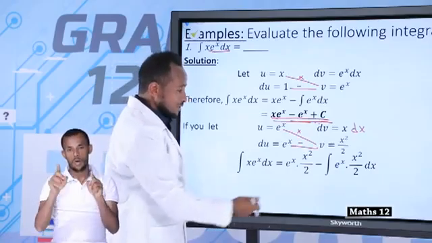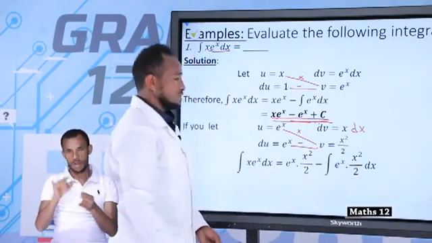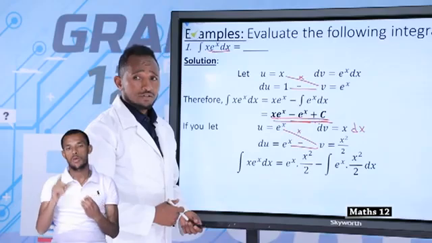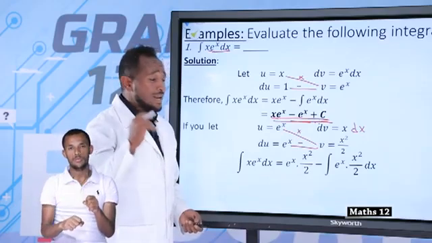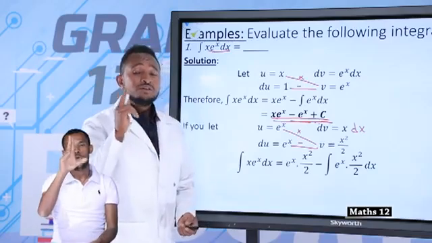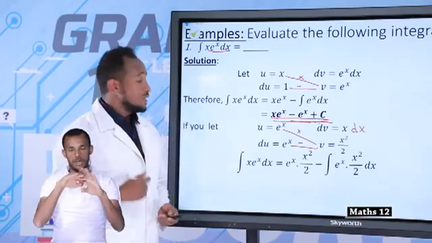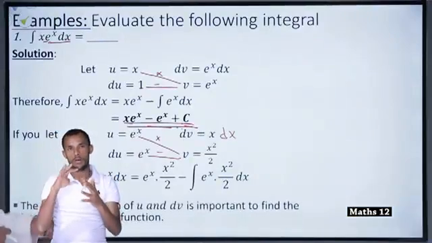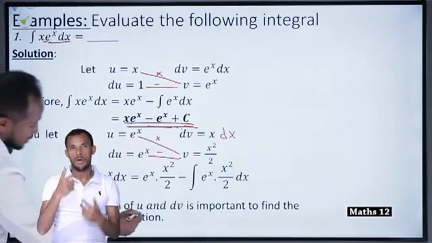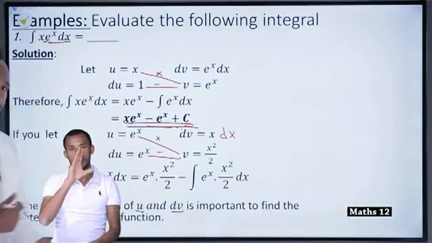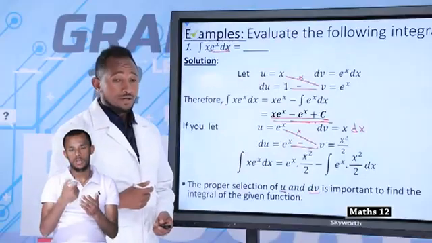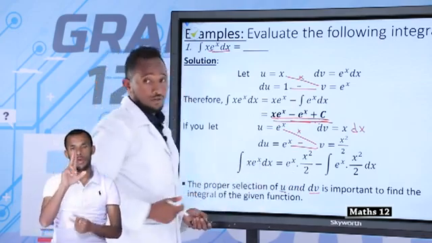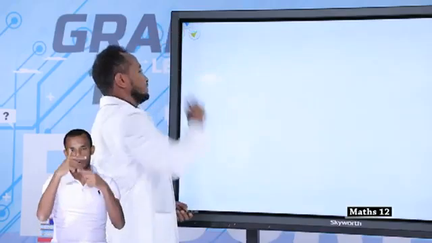If you follow the same technique to evaluate this one using integration by parts, you will not arrive at the answer. So the selection of u and dv matters in evaluating the integral using integration by parts. Therefore, you have to select u and dv properly. So for that purpose, I'll give you a guideline in selecting u and dv. Now let's go to the guideline.